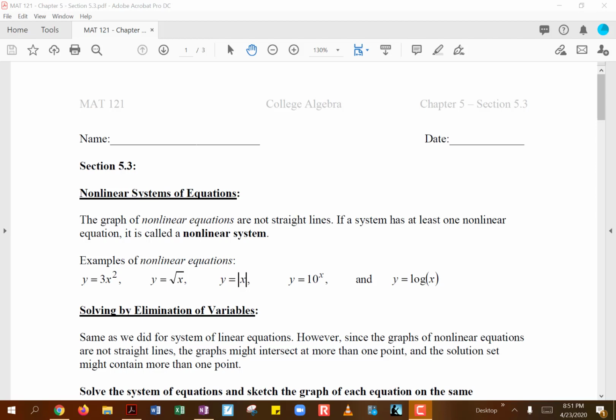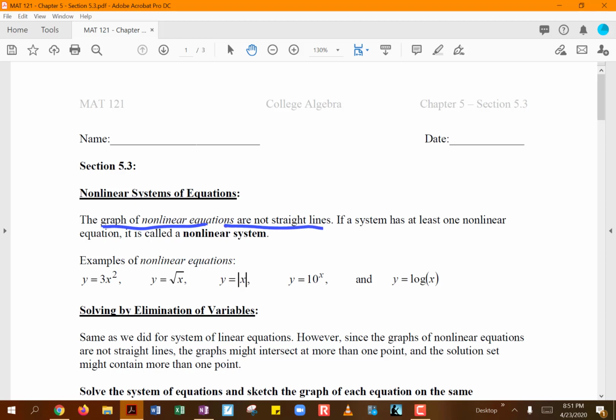So when we're talking about non-linear equations, basically what you need to know is that the graph of a non-linear equation is not going to be a straight line, right? Because non-linear basically means it's not a straight line. So if your system has at least even one equation which is a non-linear equation, then of course we can say that the whole system is a non-linear system.